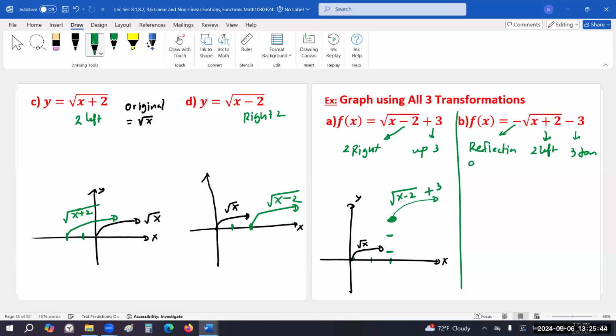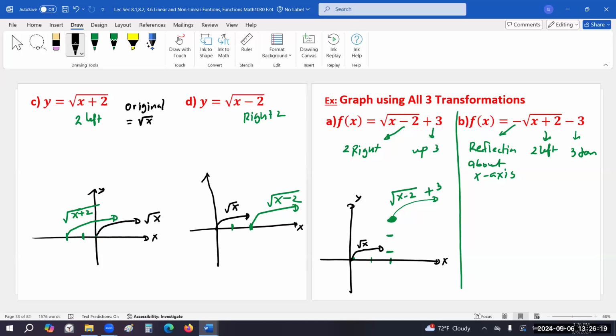Reflection about x-axis. We actually have 2 types of reflection. One is about the x-axis, one is about the y-axis. Reflection about the x-axis is when we have a negative before the original function. But the y reflection is when you have a negative inside the original function in front of x. But in this class, we are not going to learn that. We are going to only learn the reflection about the x-axis.